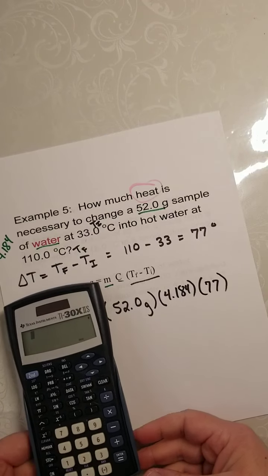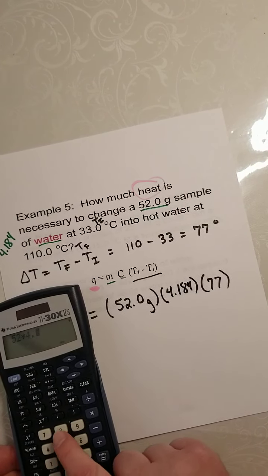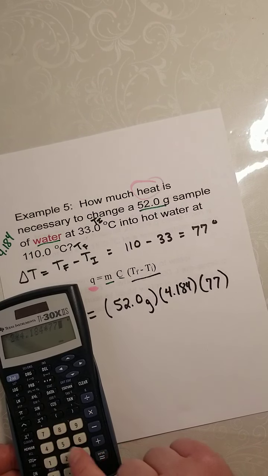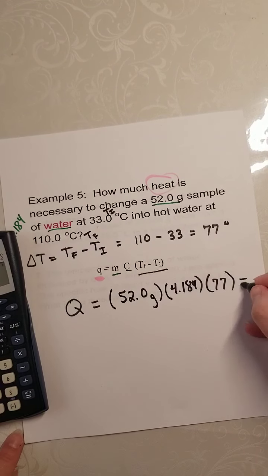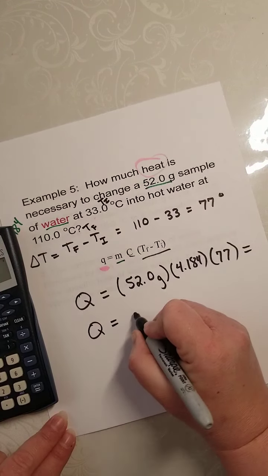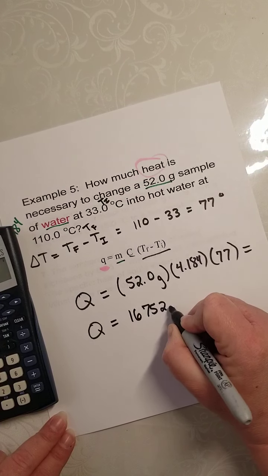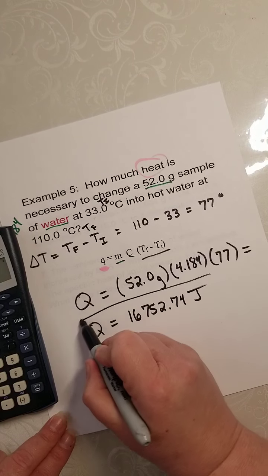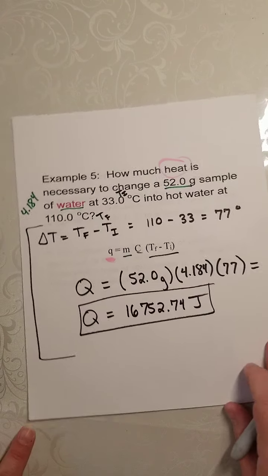So we have 52 times 4.184 times 77. And that should give us 16,752.74, and remember, Q is joules. Box your answer, please. And again, make sure you show me all of that work.